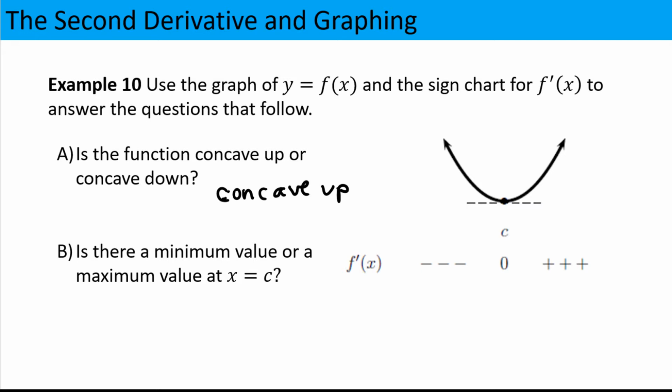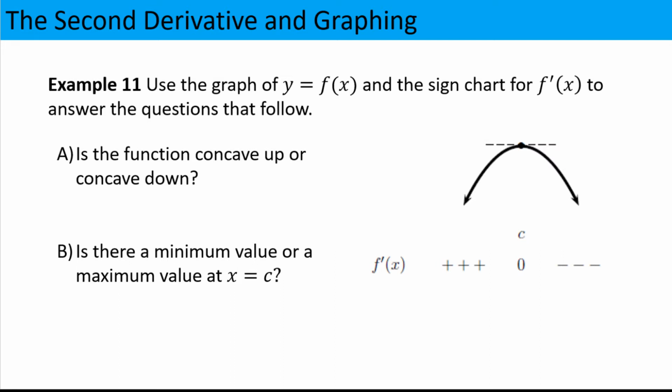Is there a minimum value or a maximum value at x equals c? Well, we notice that while it is concave up, that would mean that the second derivative is positive. The extreme value that we see is a minimum. So the extreme value for the second derivative that's positive is a minimum.